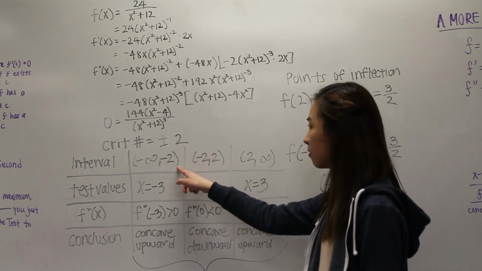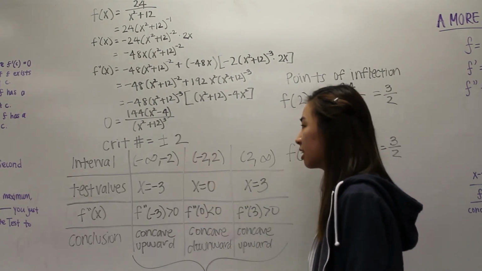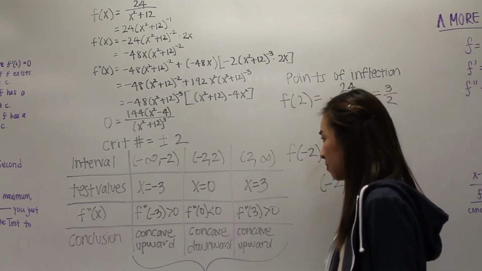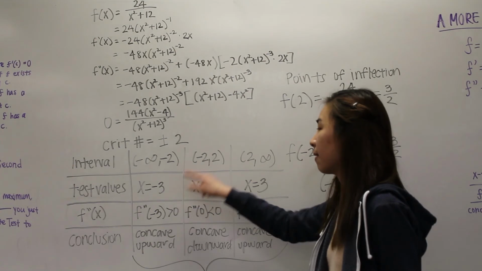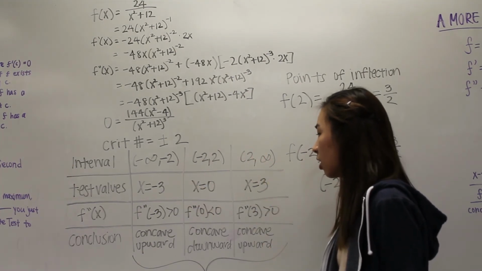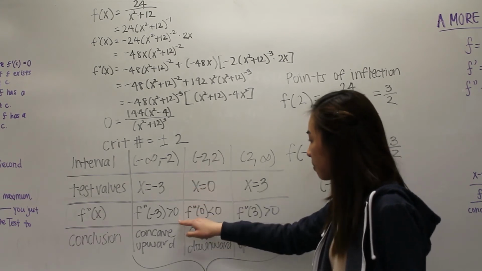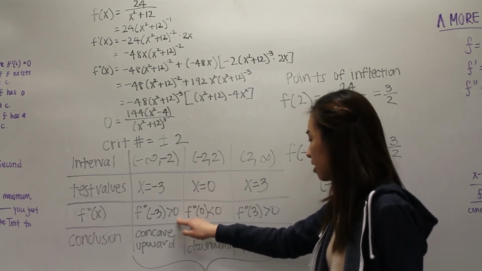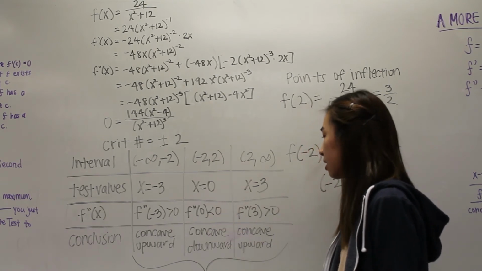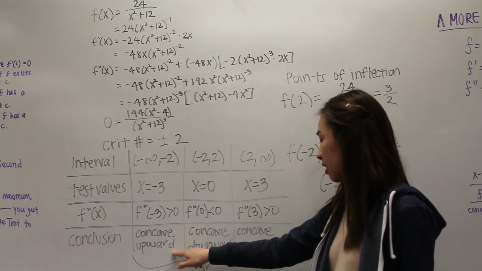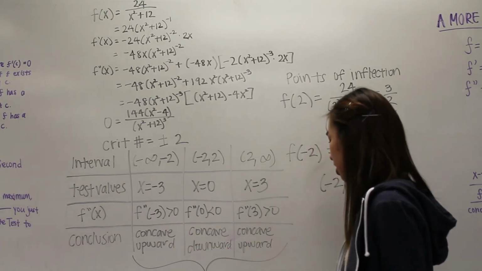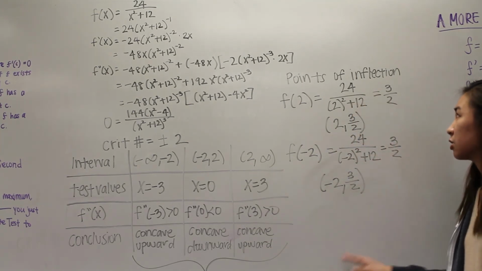So for example, for the interval -infinity to -2, we would have a test value at x equals -3. So what you would do is take the test value and plug it back into the second derivative in order to determine whether the function is concave upward or concave downward. So for this one, the second derivative at -3, when you plug it in, is greater than 0, meaning that it concaves upward. So here we have it concaves upward, then downward, then back upward, meaning that the direction changes twice. So that means that there are 2 points of inflection.